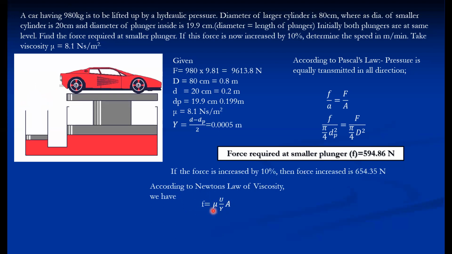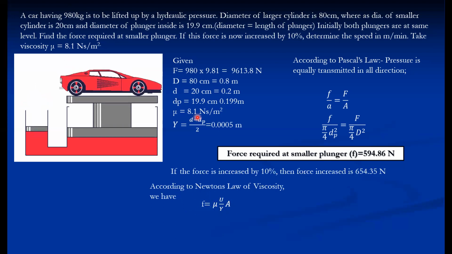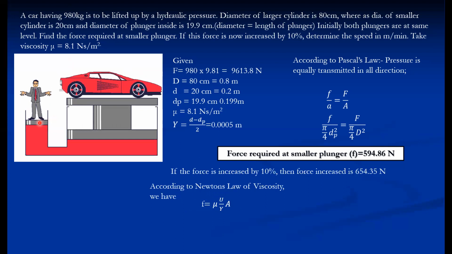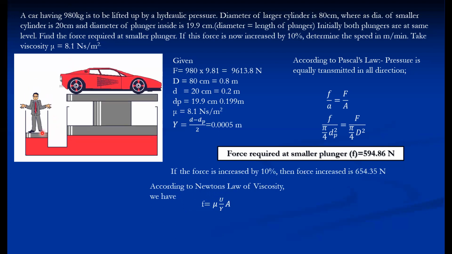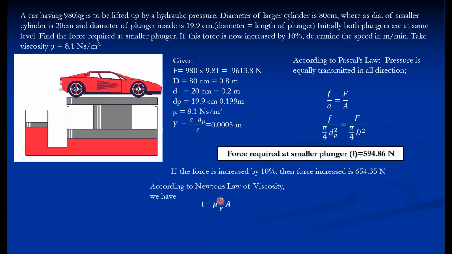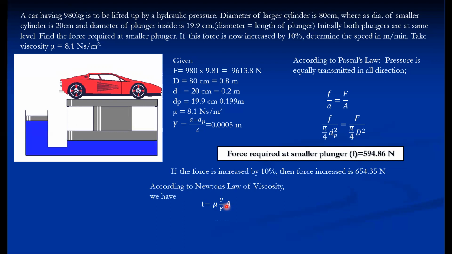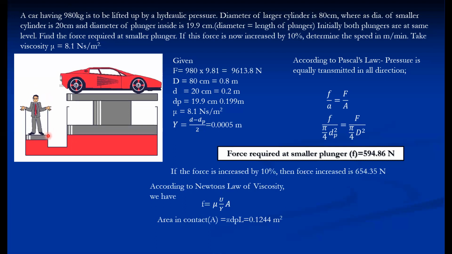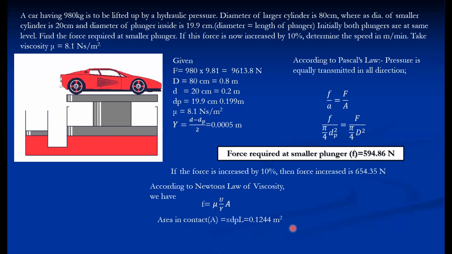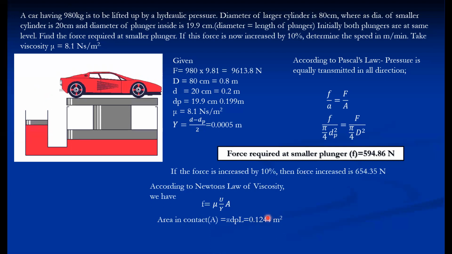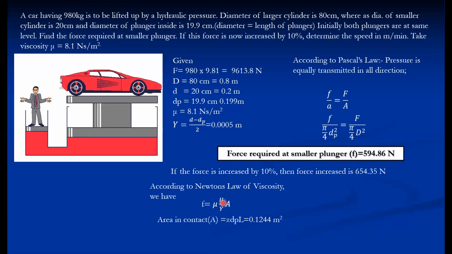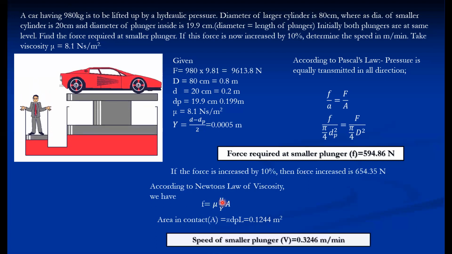In this case, the dynamic viscosity is given, that is 8.1. Y is the space between the large cylinder or moving plunger and the cylinder, so that is given. Speed we have to determine, and area is actually the area which is in contact with the fluid. So this particular area we have to consider, that is pi dp L, moving surface into L, that is 0.1244. So the only unknown in this equation is capital U, that is the speed that we require.